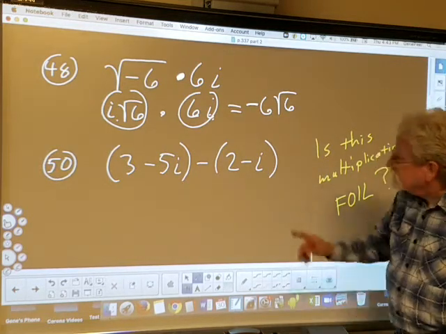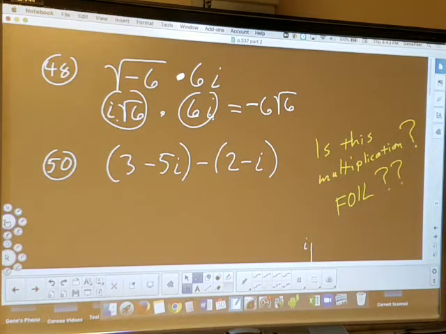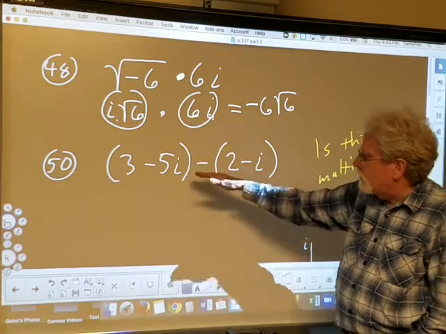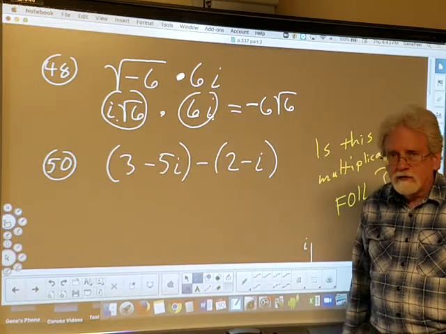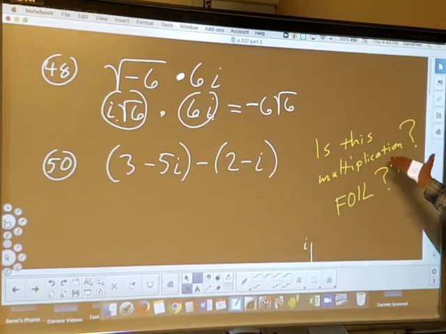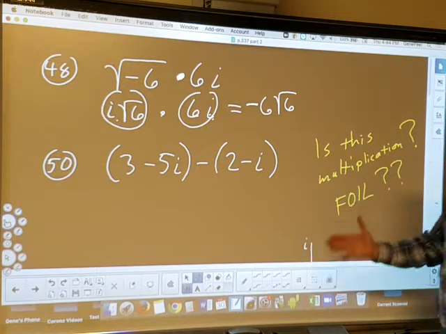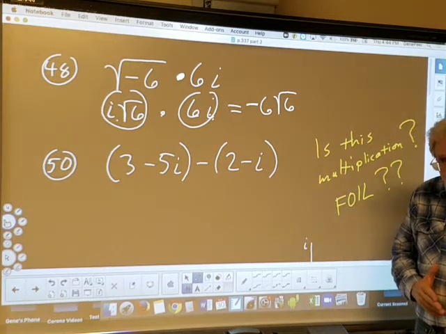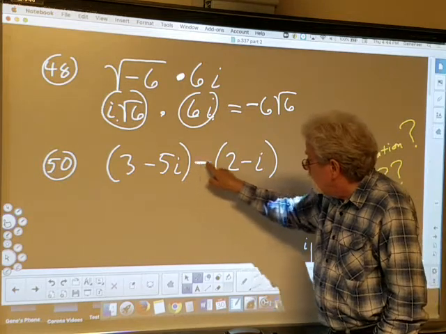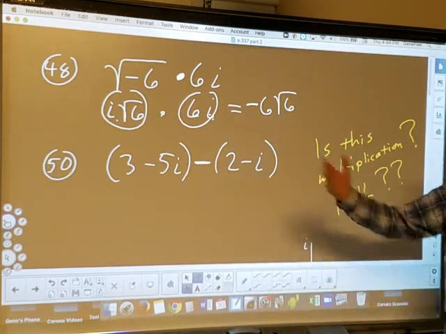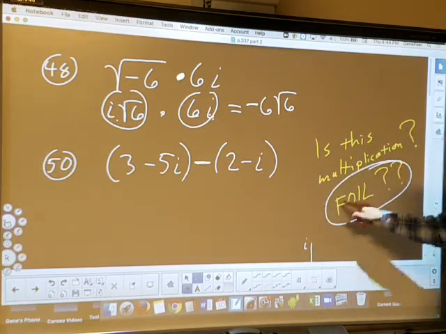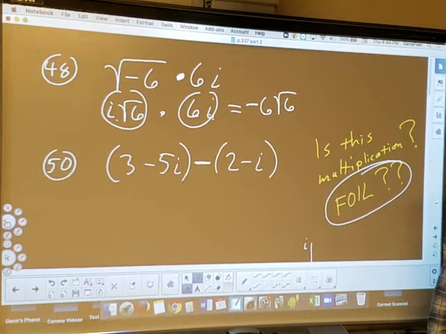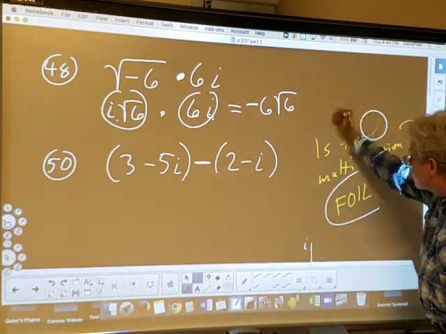Now, folks, number 50. Oh, I grow so weary. In this context, as well as in the context of other problems in past chapters, I grow weary of folks using FOIL on this. Is this a multiplication problem? No. Do parentheses automatically mean multiply? No. What's this thing here for? That's a minus sign. This is subtraction. It's not multiplication. Do we use FOIL? Don't be silly. Why would we use FOIL? It's not multiplication. It's subtraction.